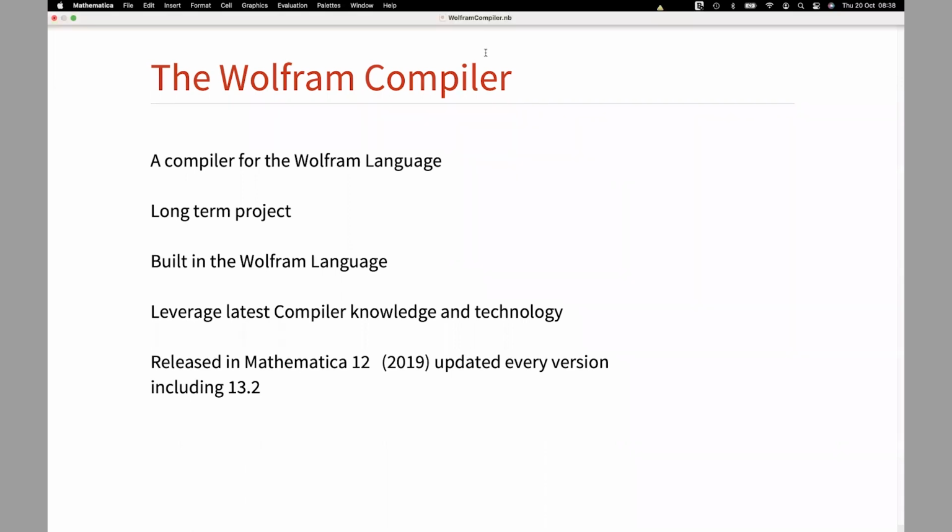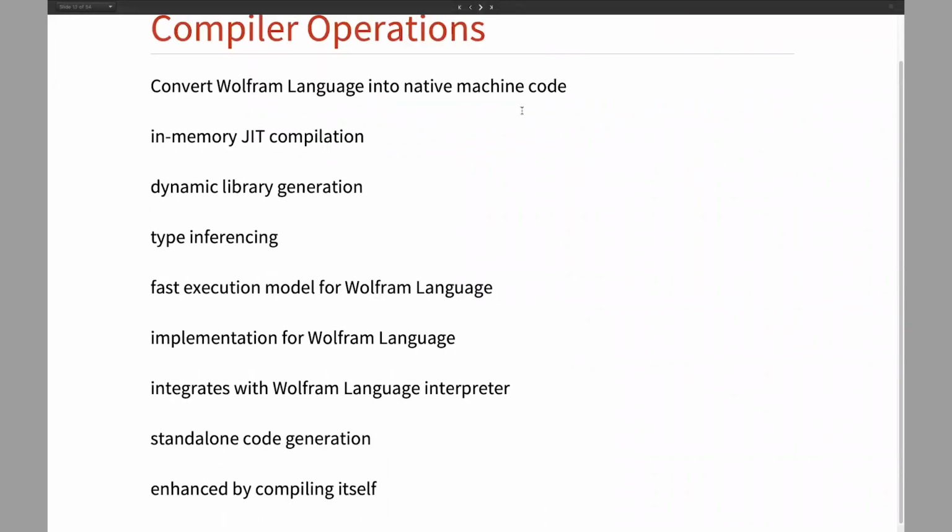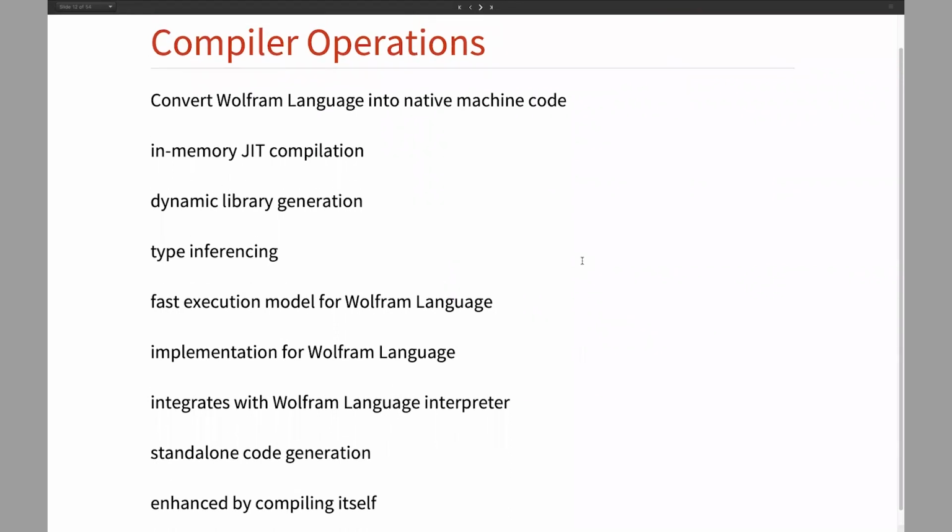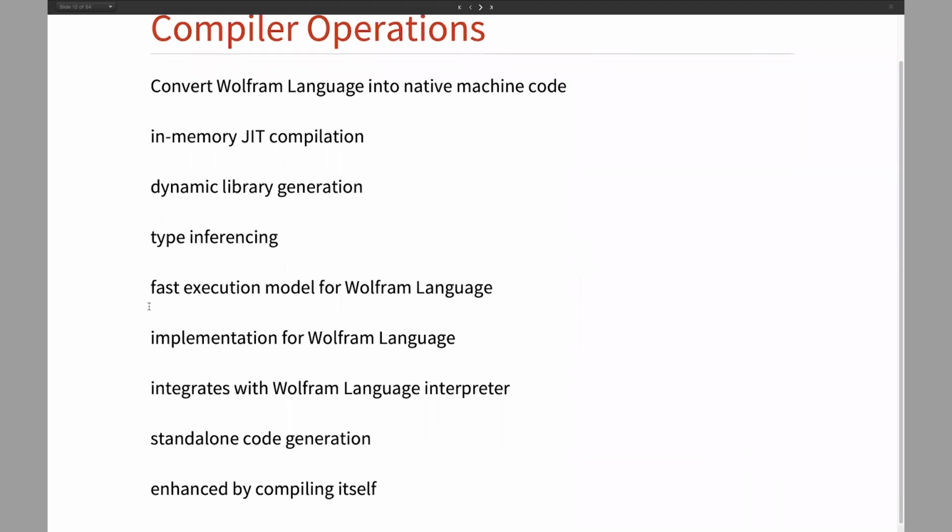It's leveraging the latest in compiler knowledge and technology, first released in Mathematica 12 three years ago. And we have big updates. It's very actively developed, every version. So the idea of the compiler, and I'll get into examples and more details in a bit: we're converting Wolfram Language code into native machine instructions. It does this with what we call a JIT compilation system, and it can form a faster and sometimes very fast execution model for the Wolfram Language. It's also a nice implementation for the Wolfram Language.